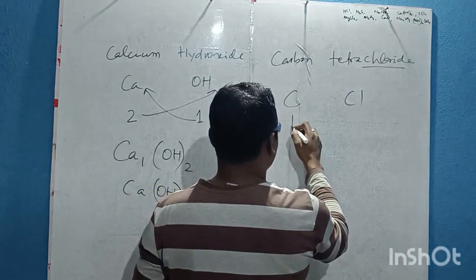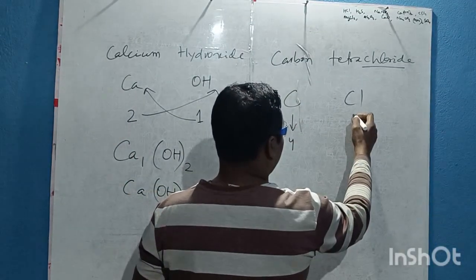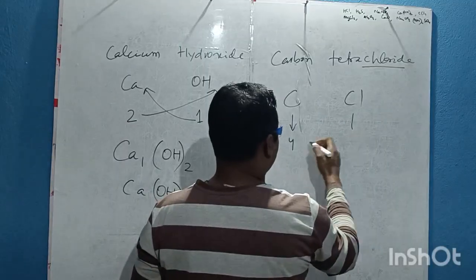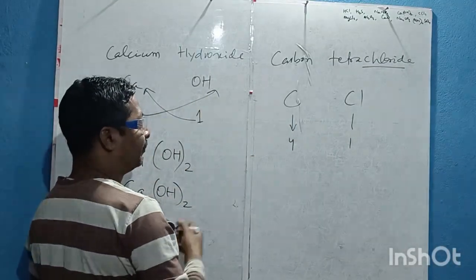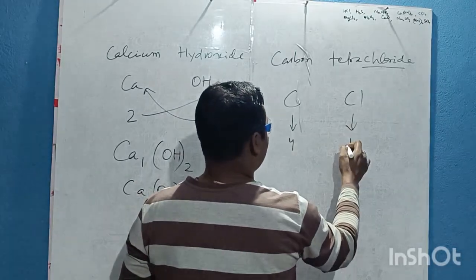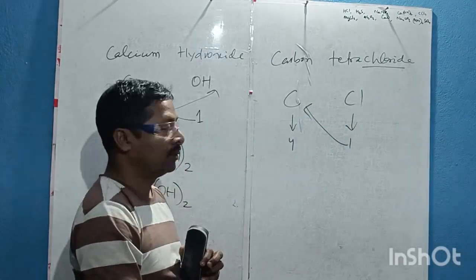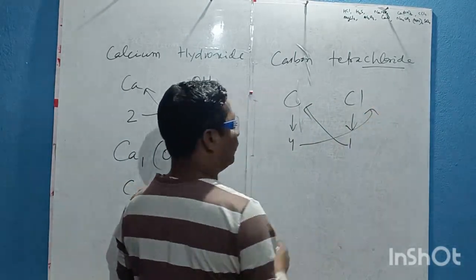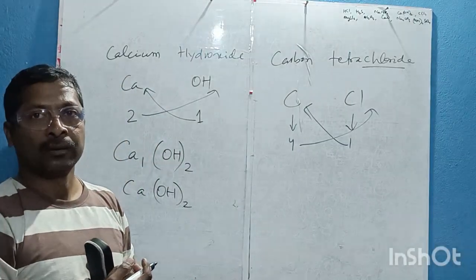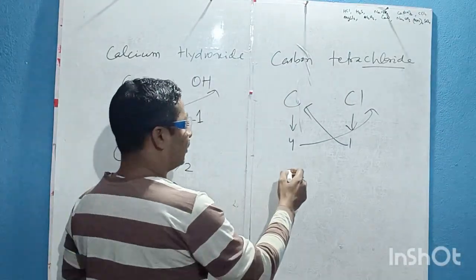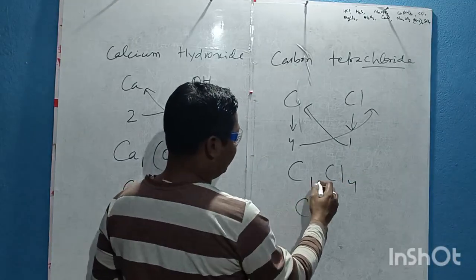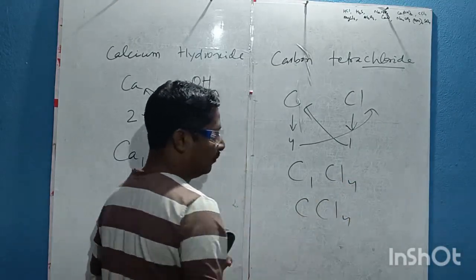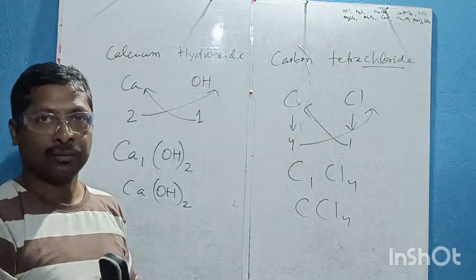So carbon has valency 4 and chlorine has valency 1. This is plus 4, this is minus 1. So I am writing just 1. This one will go here, and this 4 will go there. Now I know C1 Cl4. There is no need of writing 1, so CCl4. Could you follow this?